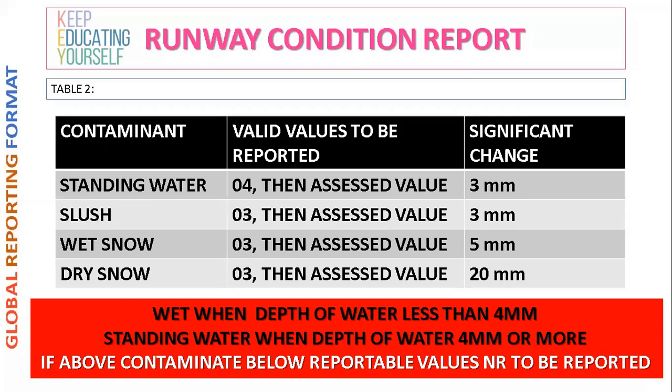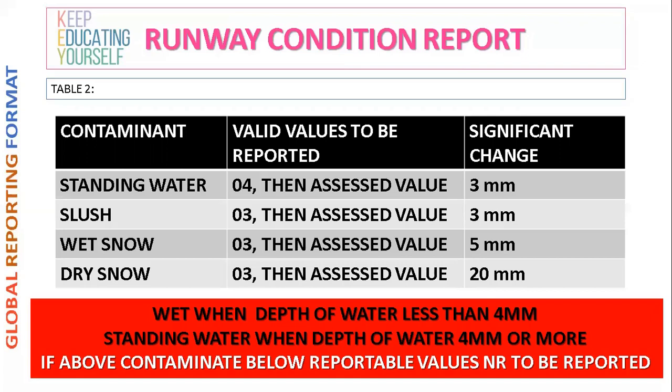Then the third column shows the significant change. Suppose the first value we assessed is 0.4 for standing water. Now if the variation is 0.4 mm plus 0.3 mm, then we have to generate a new runway condition report. Only if there are significant changes in contaminants will a new runway condition report come. Otherwise, there is no need for a new runway condition report. These significant changes reflect that a new runway condition report is required.